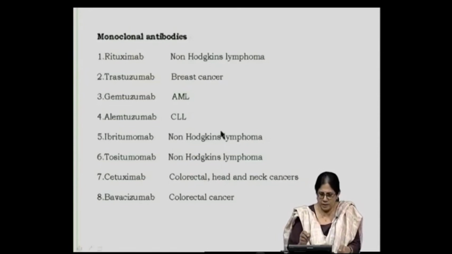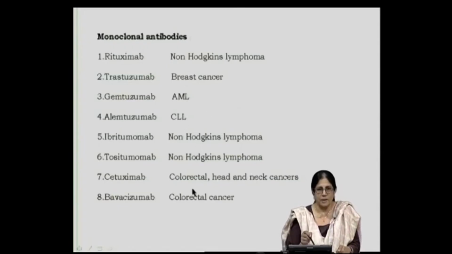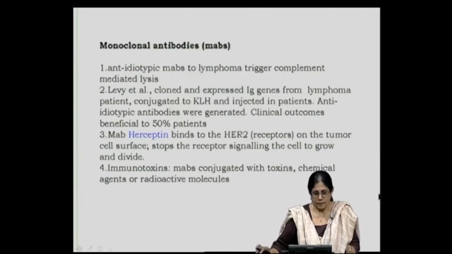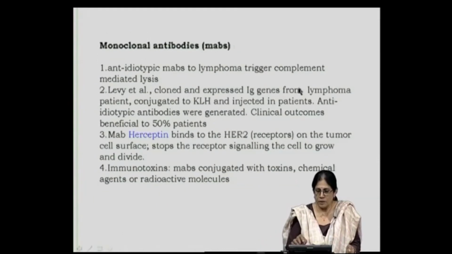So, these antibodies are specific to receptors which are hyper expressed on these cancers, and these can evoke or fix complement rather easily, because like I told you, in case of the solid tumor, it is difficult to have tumor mediated lysis, but leukemias and lymphomas much better. And in fact, all these monoclonal antibodies have been shown to be good with respect to management of cancer. So, anti-idiotypic antibodies to lymphoma trigger complement mediated lysis. That means these antibodies can bind to those specific receptors.